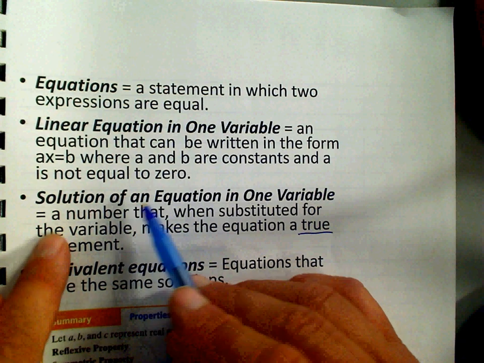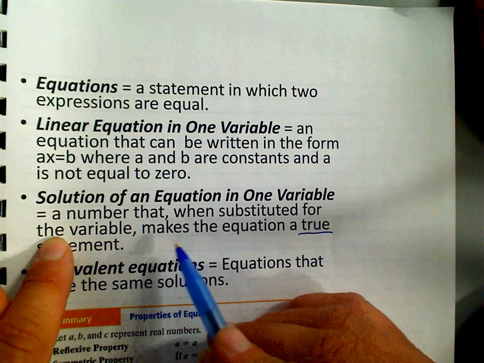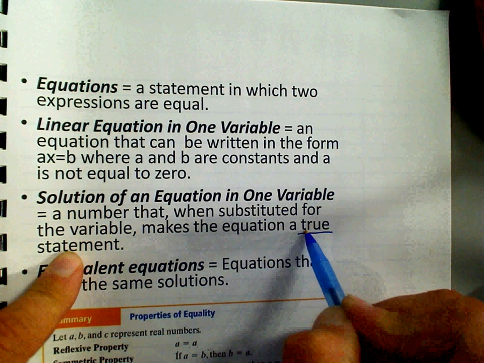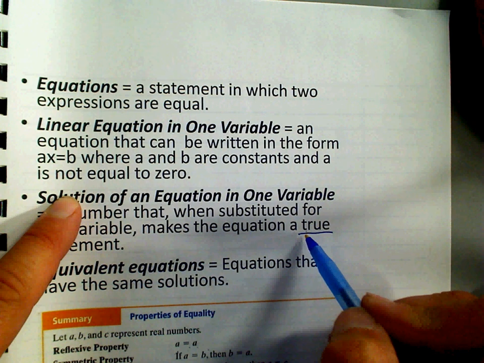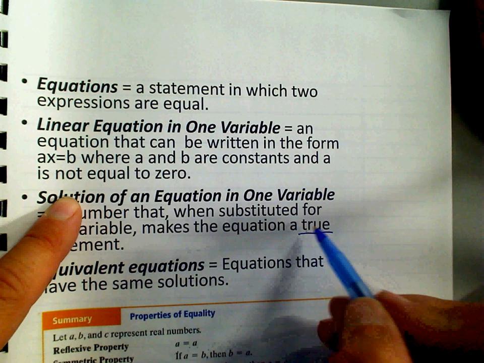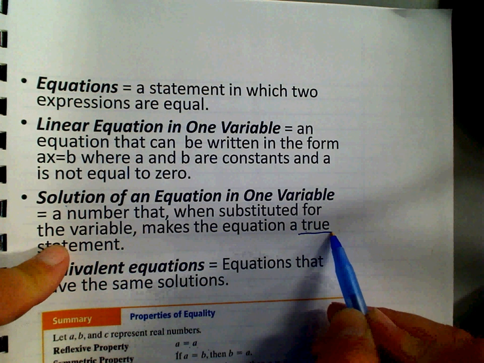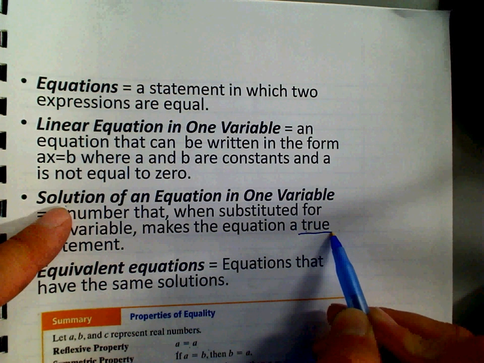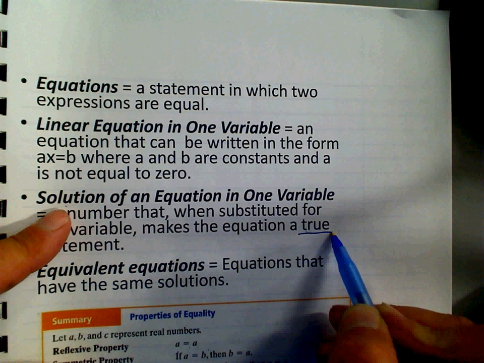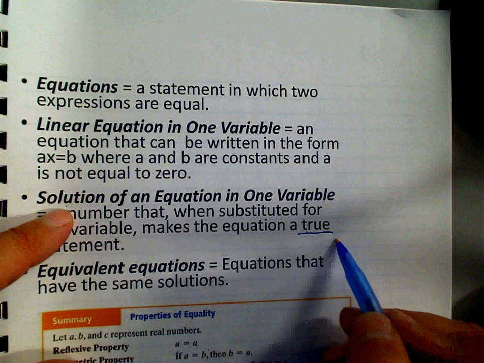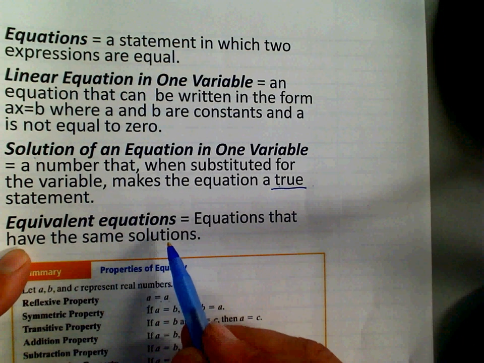And the solution of an equation in one variable is a number that when substituted for the variable makes the equation true. So, there are a lot of ways that you might see this, depending upon the textbook, depending upon the question. It might say, find the solution. What unknown makes the equation true? It might even say, what's the answer? It might mean the same thing. There's a lot of synonyms in math. And then equivalent equations are equations that have the same solutions.